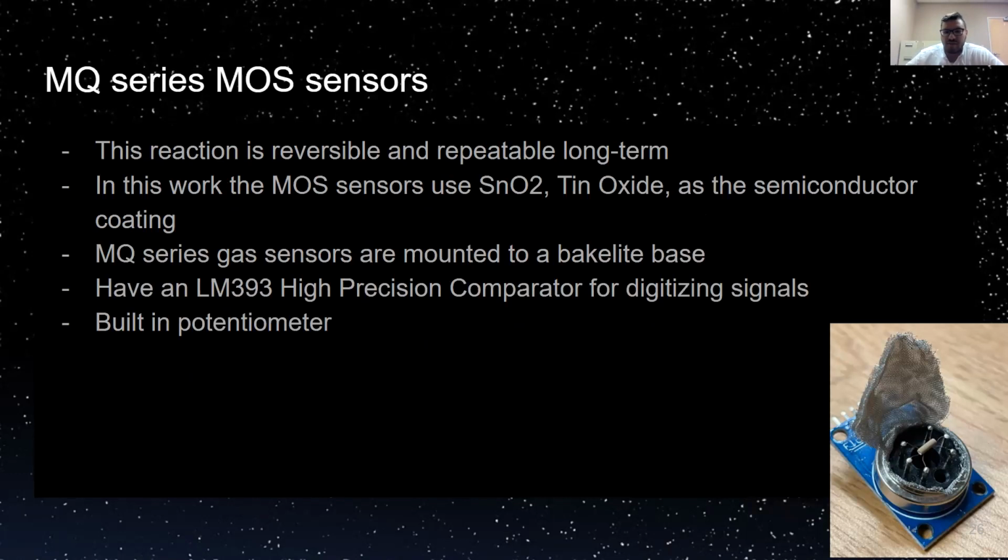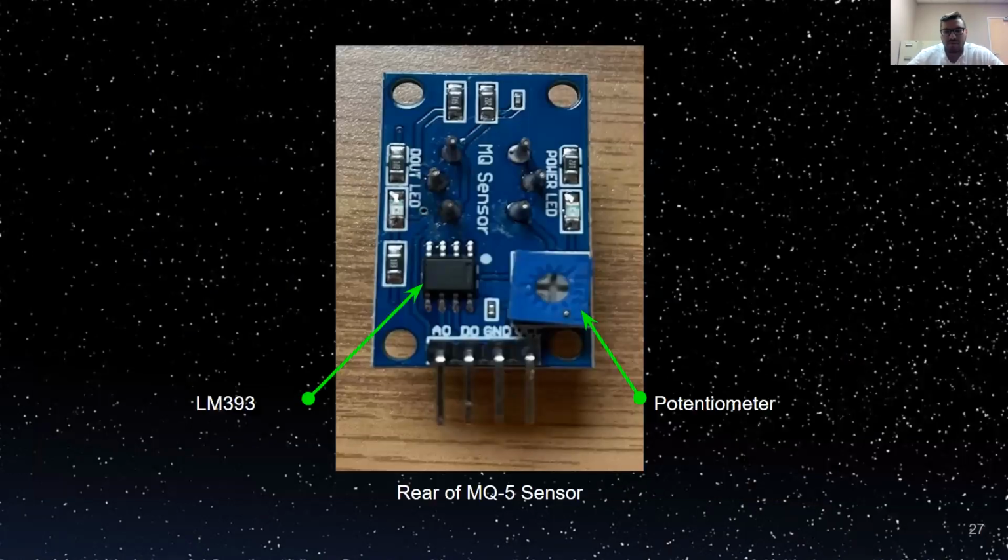MQ series gas sensors are mounted to the backlight base, like we discussed, and each one of these has an LM393 comparator for digitizing our signals with a built-in potentiometer, which is used to dial in your digital output, which is not used in this work, but I'll still present it. Again, the potentiometer there is used to dial it up when you have a specific gas that you want to be sensitive to, a specific ppm amount rather, you can dial that in. And you see here our LM393 and the 4 leads that we use to interact with our solderless breadboard.